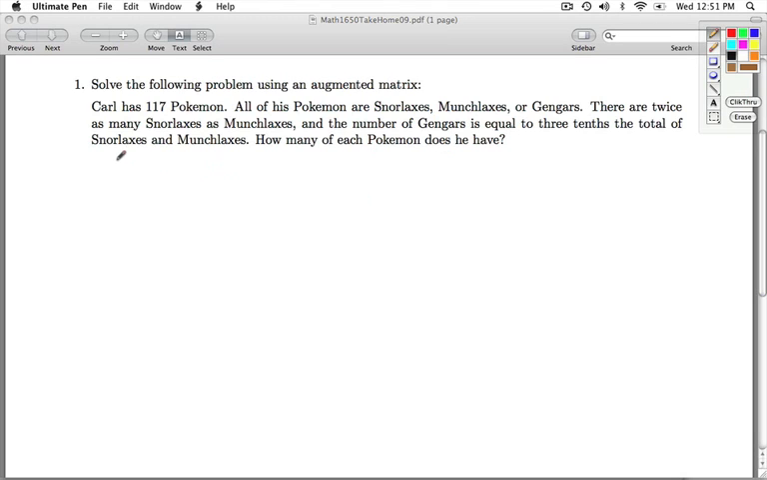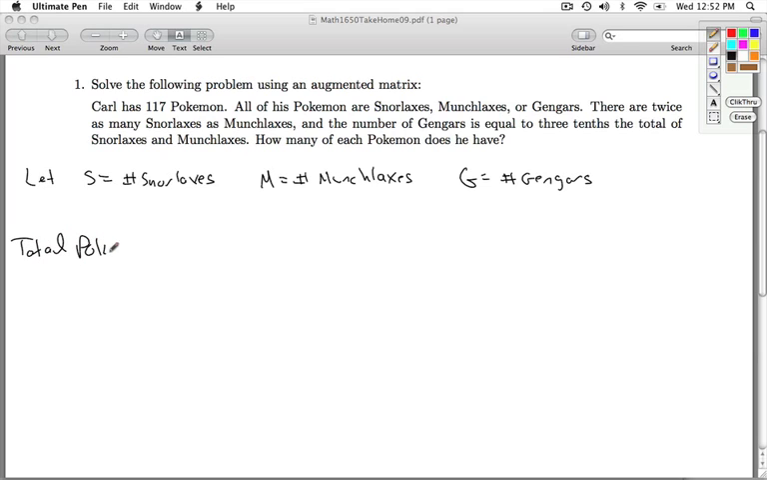Okay, well, we have three unknowns here. So let's let S be the number of Snorlax, M be the number of Munchlax, and G be the number of Gengars. Since all of his Pokemon are either Snorlaxes, Munchlaxes, or Gengars, and he has 1177 Pokemon, we have a total Pokemon equation. If we go alphabetically, we'll do G plus M plus S equals 1177.